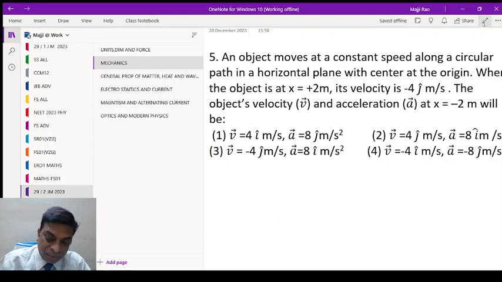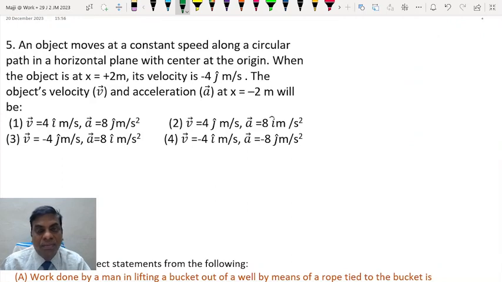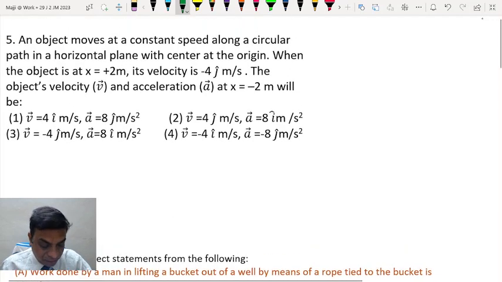Today I have come with a few questions from mechanics, particularly kinematics and work, power, energy, which have been picked from the second shift, 29th January 2023 JEE Mains. So let us discuss them one by one. Here comes the first question.